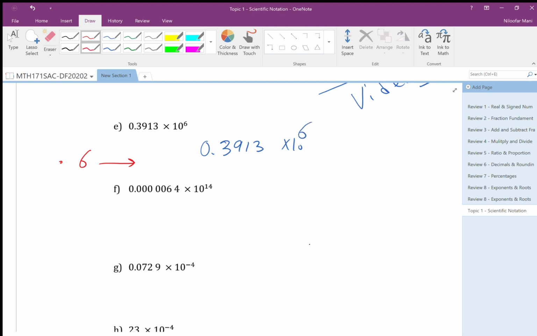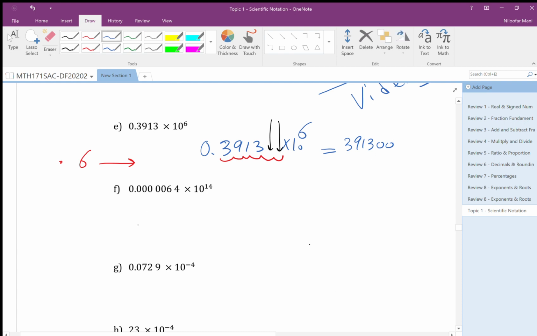And I move 1, 2, 3, 4, 5, 6. And when I don't see a digit, I need to add 0. Okay? So which is 391300. Okay? So how about here?